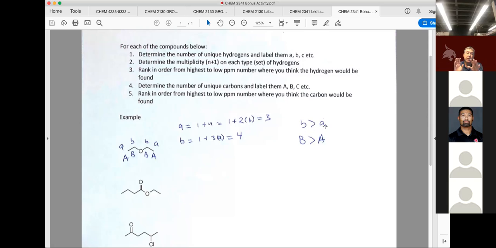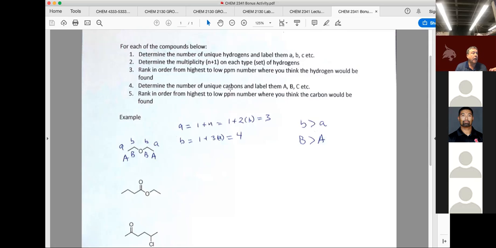Now, if they're too close to call, like 3 or 4 of them look about the same, it's easy to tell this one and that one apart, but these might be all in the same group. You can put them all together, saying, just like C, D, and E are all about the same, and just put commas there.